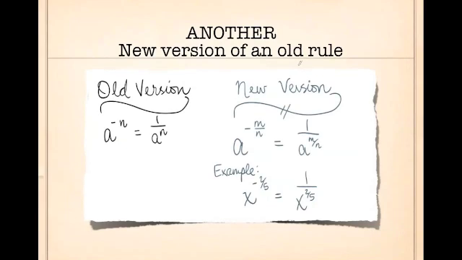Another new version of an old rule is the negative exponent. So you know from past units that a to the negative n just meant that was the notation that told you to put a to the n in the denominator. The new version of this involves fractions. So if we had a to the negative m over n, where m over n is your fraction, it would look just like this, 1 over a to the m over n. An example of this would be x to the negative 2/5 equals 1 over x to the 2/5.